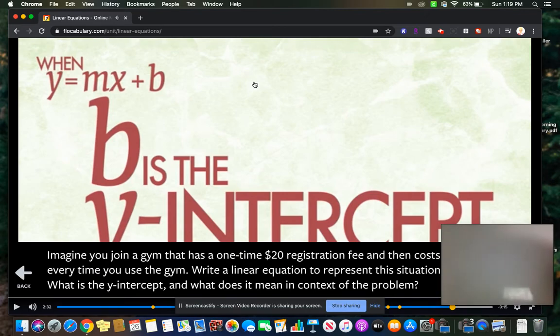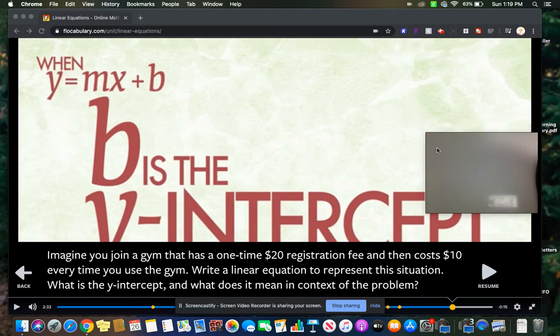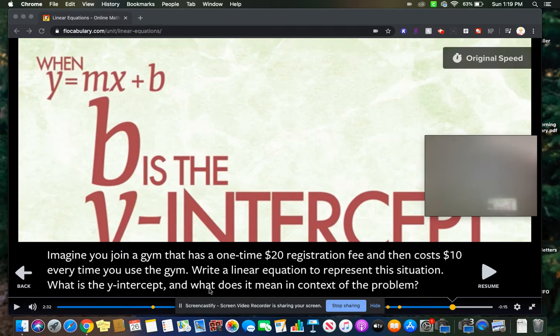Okay, imagine that you join a gym that has a one-time $20 registration fee and then costs, I'm sorry, it's blocked here, but let's see if we can move this. Oh, perfect. It then costs $10 every time you use the gym. Write a linear equation to represent this situation. What is the y-intercept and what does it mean in the context of the problem?